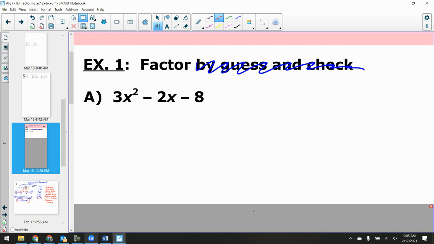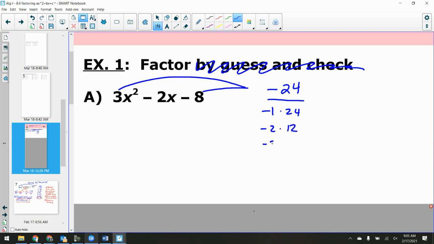All right. Okay, first step is multiply first times last. What do I get when I multiply first times last in this? Negative 24. Okay, I want to find the factors of negative 24 that add together to get me negative 2. Well, negative 24, I've got to have one positive, one negative. So if I wanted to list them all out, negative 1 times 24, negative 2 times 12, negative 3 times 8, negative 4 times 6.